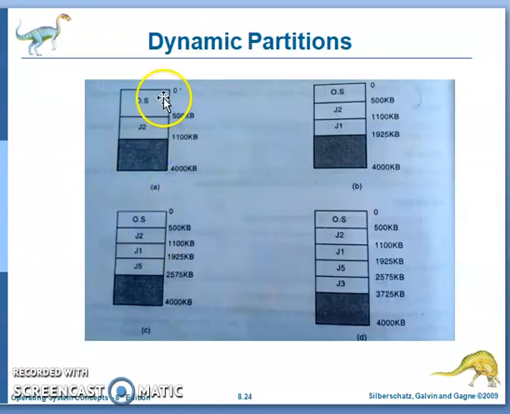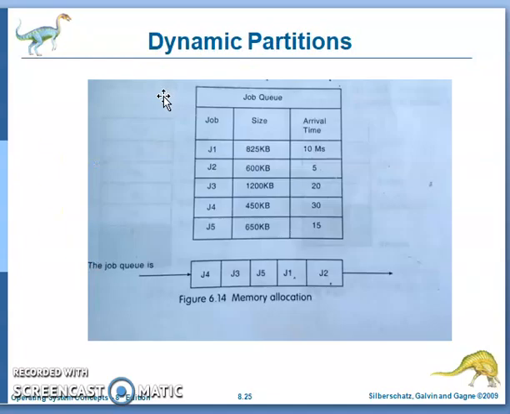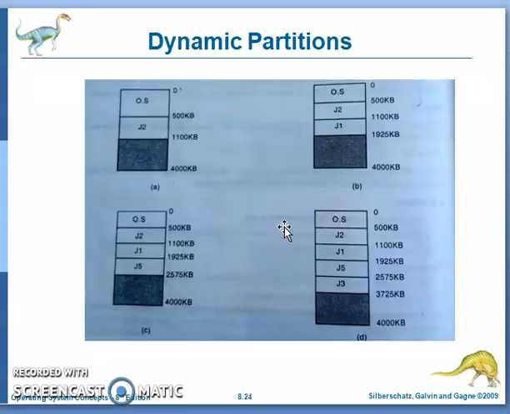For this, again see the job queue, dynamic partitions. There are 5 jobs: job 1, job 2, job 3, job 4, job 5. The same example: job 1 size is 825, job 2 is 600, like this. Arrival time: job 2 arrived first, then job 1, job 5, job 3, and lastly job 4. This is the job queue for dynamic.